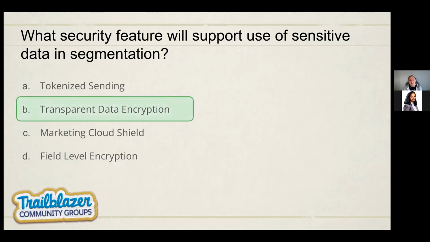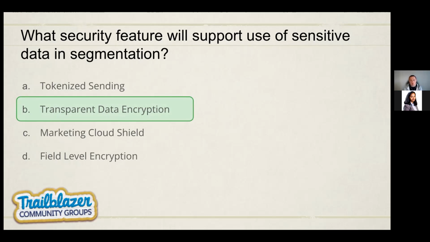If you answered B, it's correct. Tokenized sending, remember, is data that is off the platform. Anything to do with tokenization, think of a token like a coin, and that coin allows you to request a service to get all the information about the individual. Field level encryption, it's in the name, right? It's at the field level, so it's not a whole lot. And it means the data in the user interface is going to be completely hidden, so you can't do anything with that.